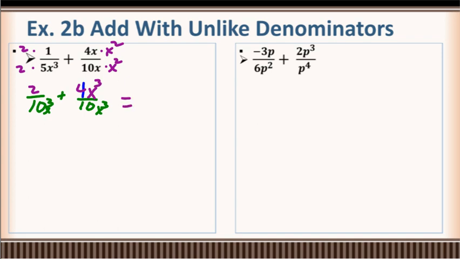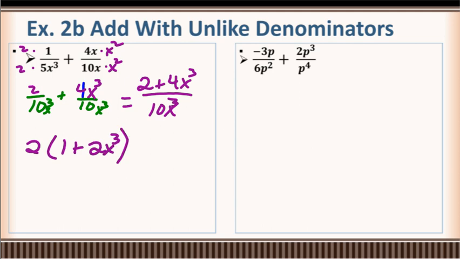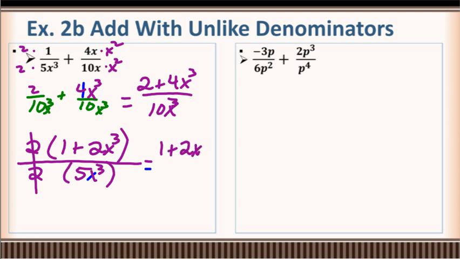Now I can add together. I have 10x cubed in the denominator all over 2 plus 4x cubed. I can factor out a 2 in the numerator. That leaves me with 1 plus 2x cubed. Denominator, I can take a 2 out. That leaves me with 5x cubed. 2's cancel off, and I'm left with 1 plus 2x cubed all over 5x cubed.